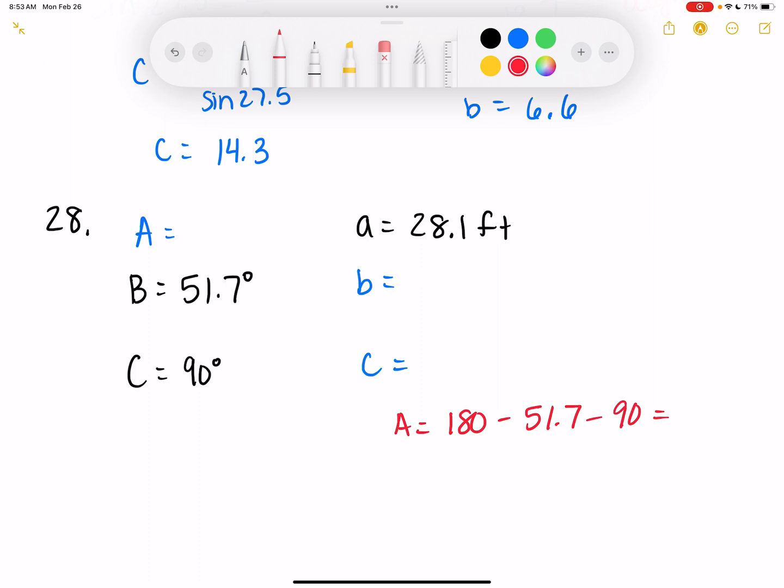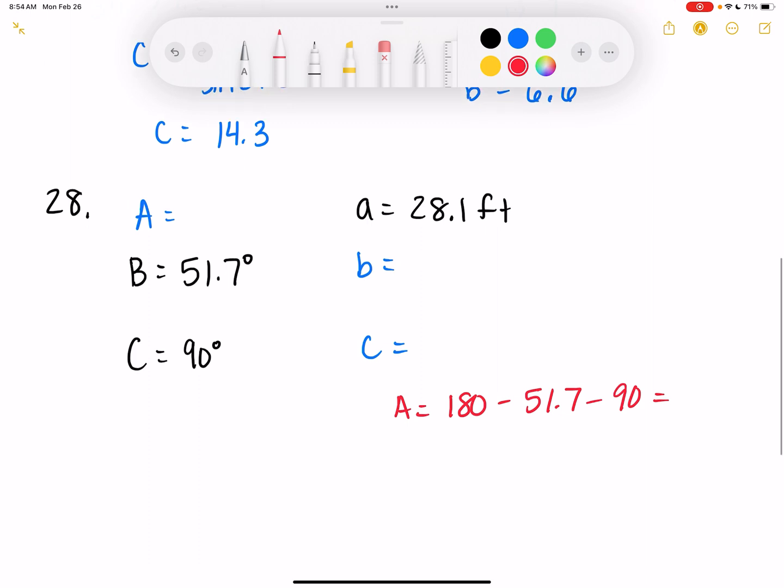I was like, should be in the ballpark of the 30 somewhere. Okay. So 38.3 degrees.